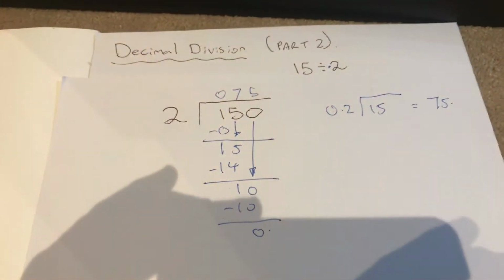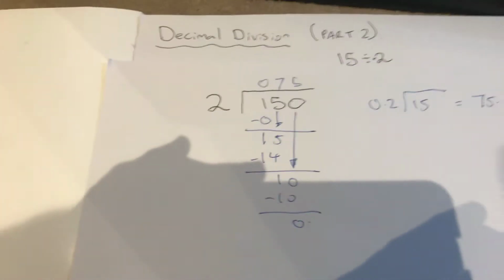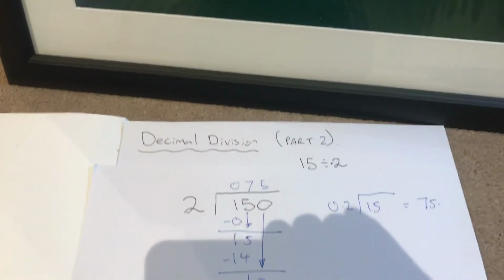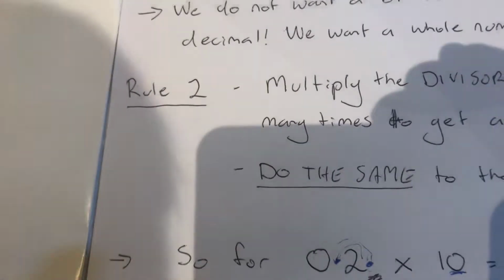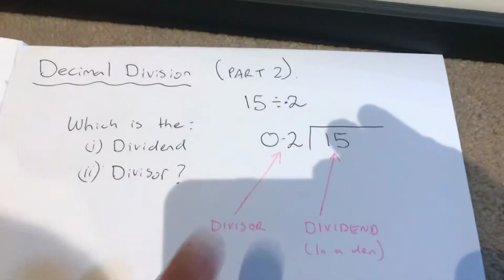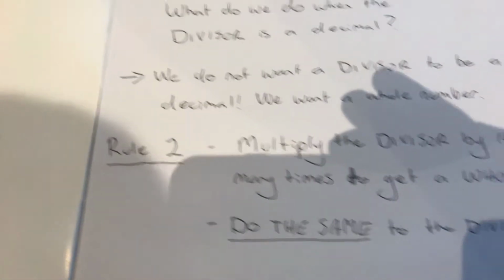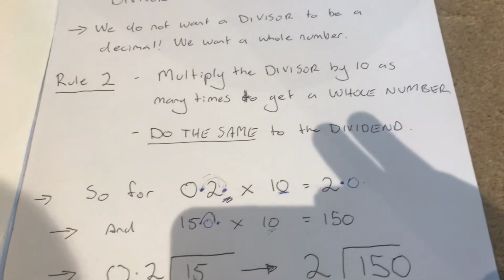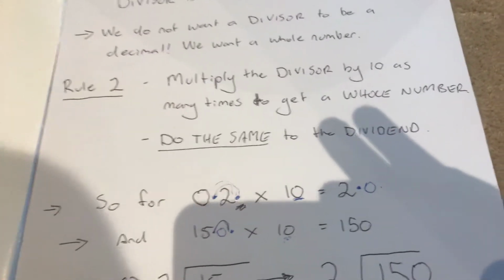So that is the end of that part 2 lesson, and that's the second rule. Just to recap, rule number 2 is that you need to multiply the divisor. If your divisor is a decimal, you're going to multiply the divisor by 10 as many times as needed to get a whole number. But you have to do the same to the dividend.